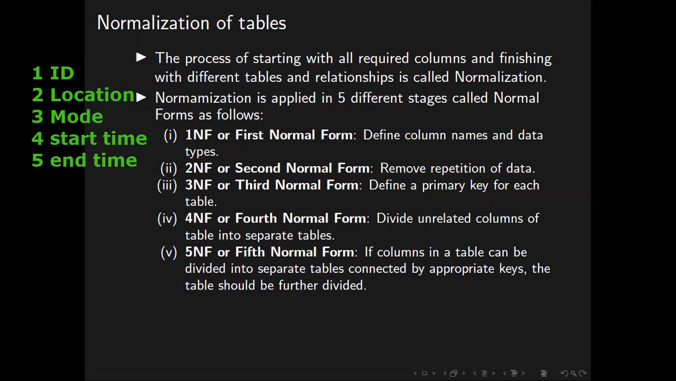Done. Then you go on to normalization of tables. There are 5 normal forms. First normal form, second normal form, third normal form, fourth normal form, fifth normal form. Third normal form enforces primary key for each table. First normal form, define columns. Second normal form, remove repetition. Third normal form, define primary key. Fourth normal form, divide the columns into suitable tables. Fifth normal form, further subdivide the columns into tables. Done. With this, we close the present session.